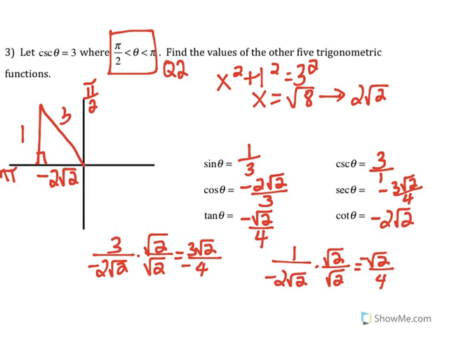Again, make sure with the negatives, you look to see that 4 of your functions are negative and 2 are positive. If you're in a quadrant other than quadrant 1, that's going to be something to look for.